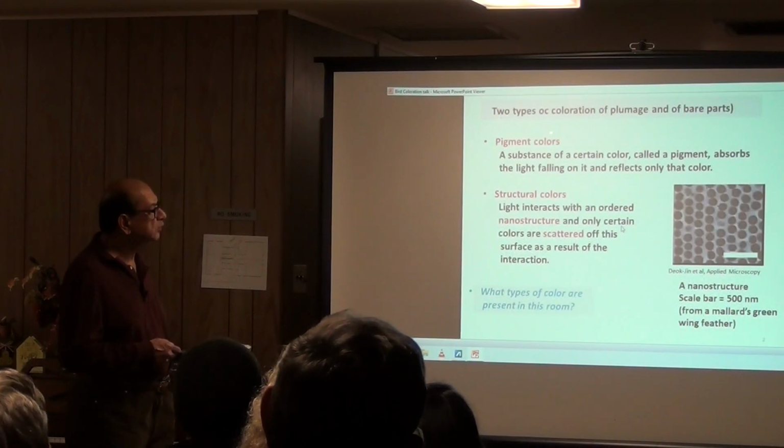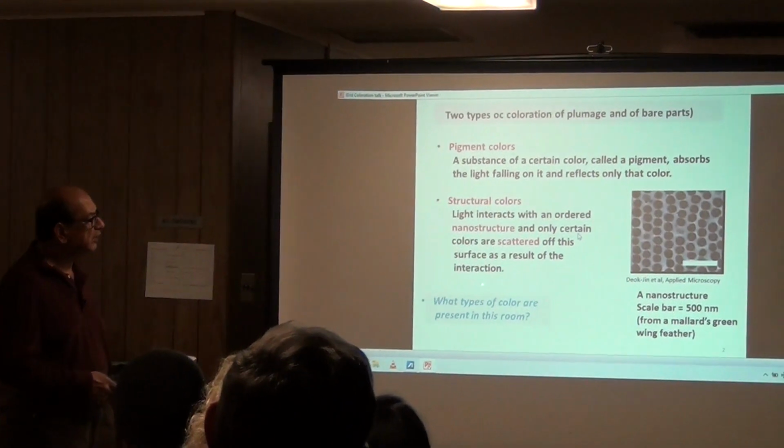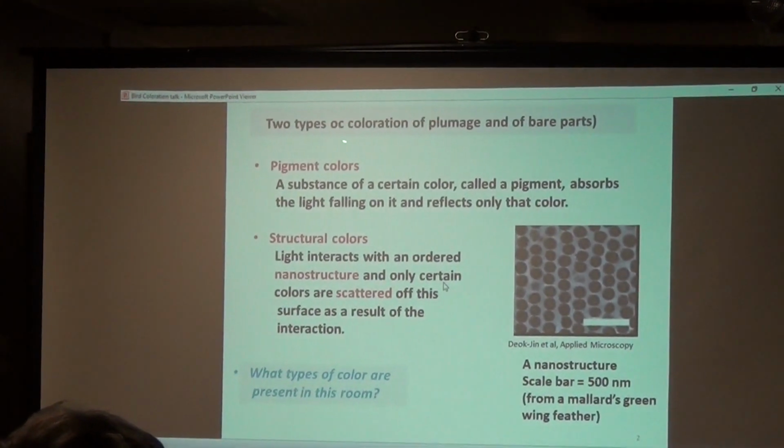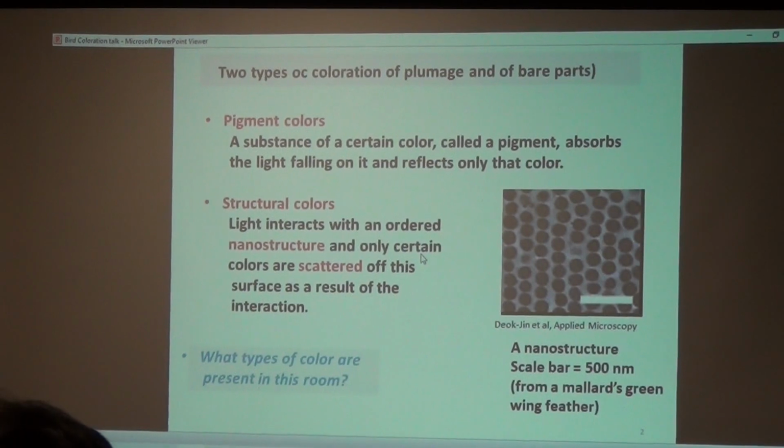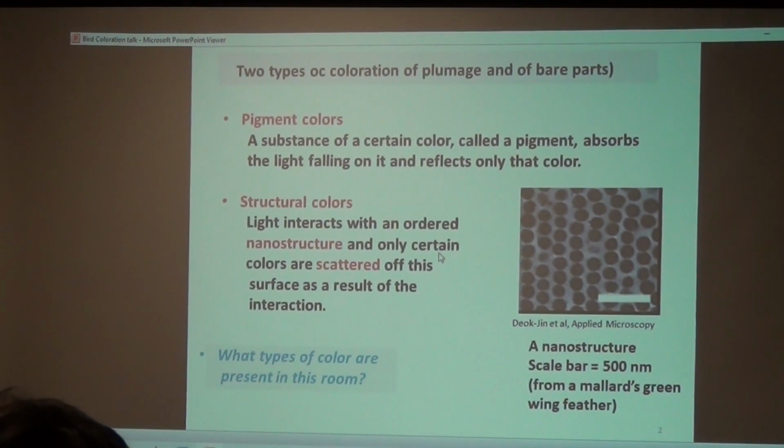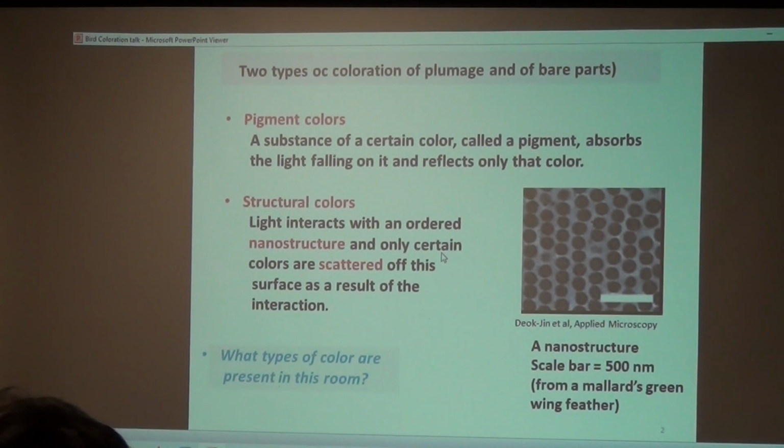So these are the two types of colors that are present in birds. The first is a pigment color. And pigments are what you would find in your car paint or in an oil painting. Let's say you had a red pigment, a pigment that looks red to you. When light falls on it, the red pigment absorbs all colors except the red, and the red is what is reflected into your eye. And pigments are just chemicals, basically, that absorb and reflect certain colors. We'll go more into this a little bit later.